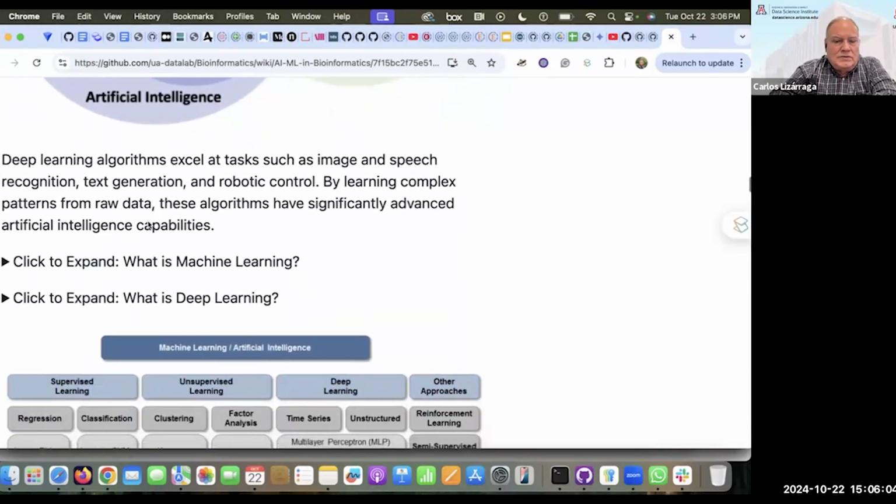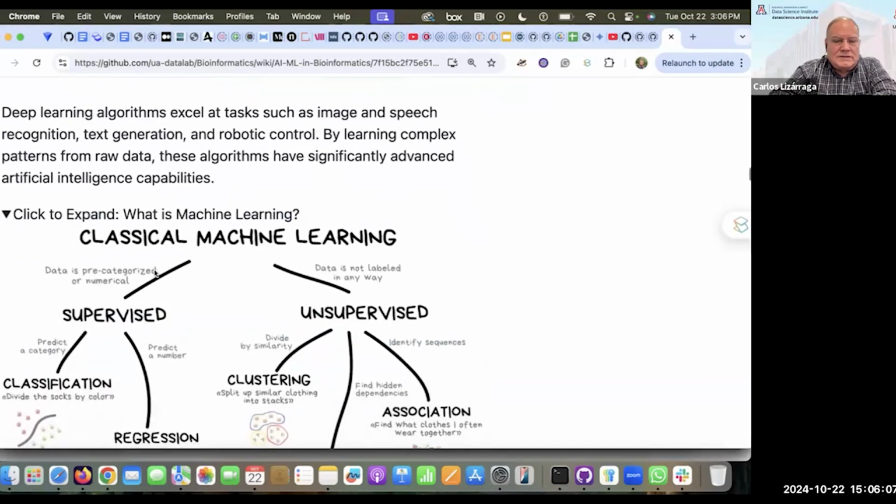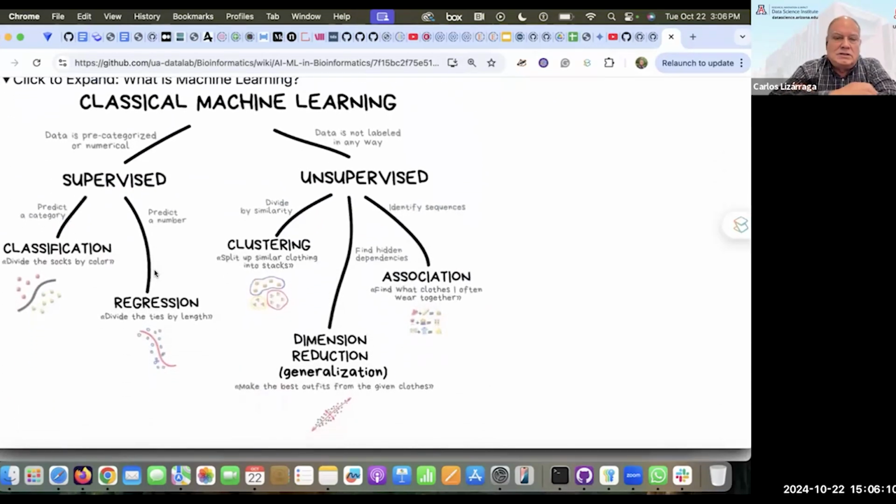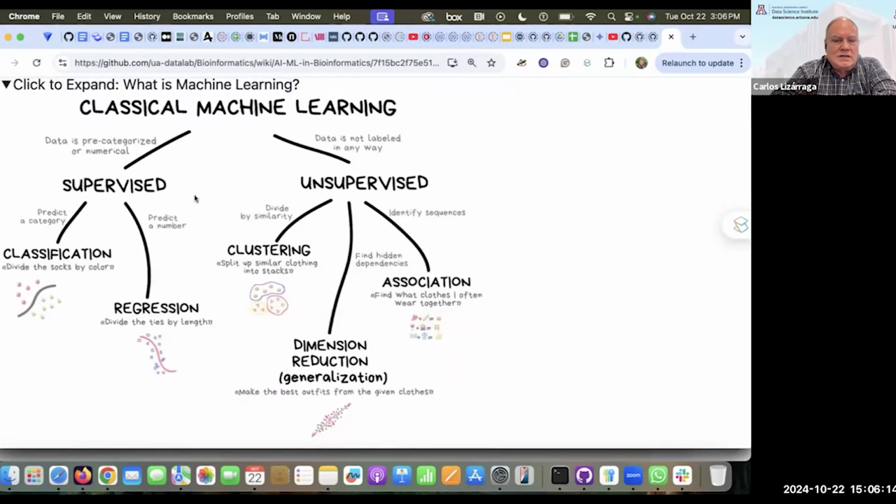Okay, so we continue. We can do an exploration of what is classical machine learning. So classical machine learning is related with two types of tasks, those who are supervised and those who are unsupervised. When we are doing supervision of the data, all the data can be numerical, and also we can use labels. And if we are using labels, then we can do two types of tasks. One will be classification. For example, if you have in your home a set of socks, then you can separate your socks by colors. So that's classification. You can say white socks and colored socks.